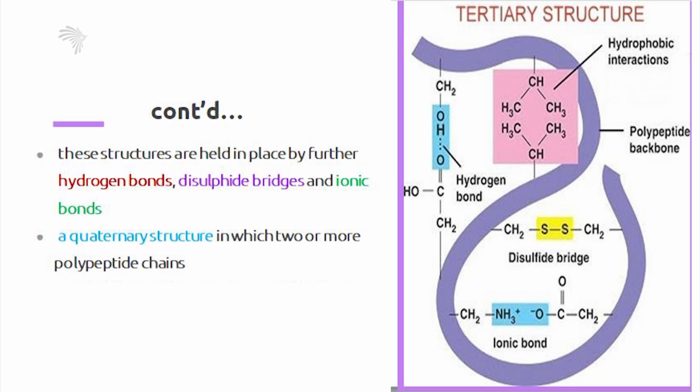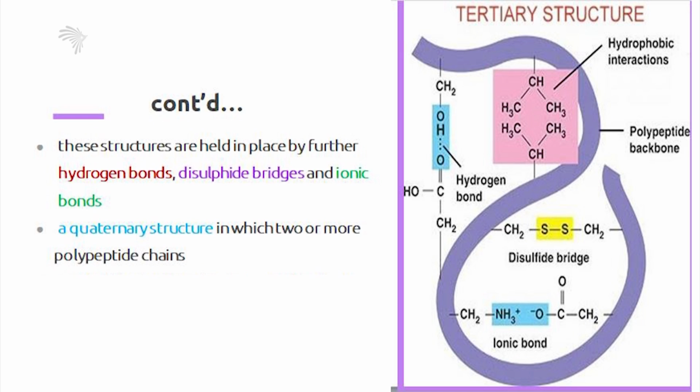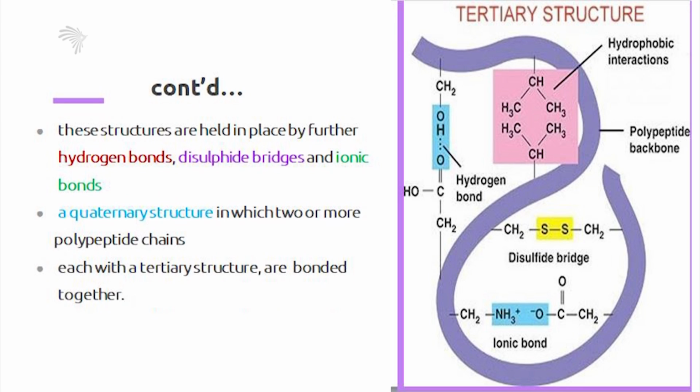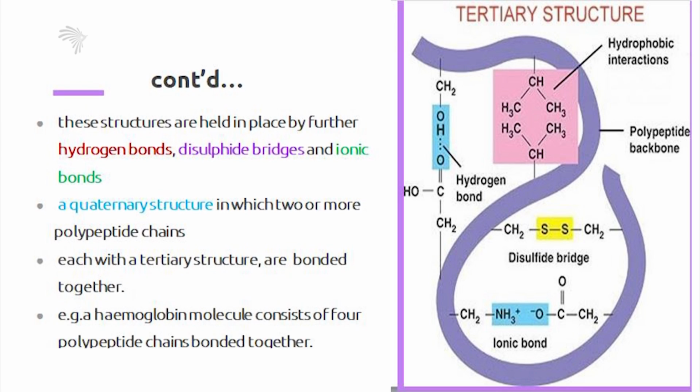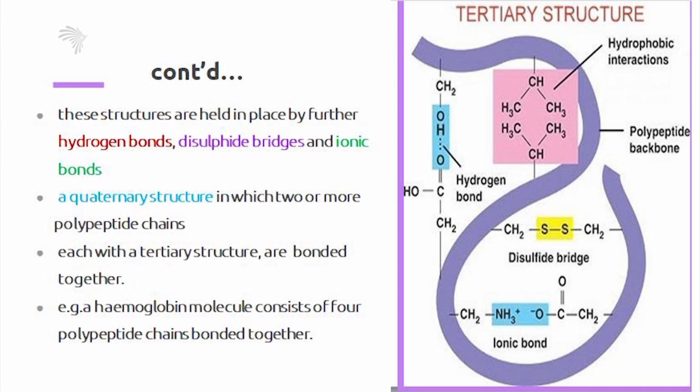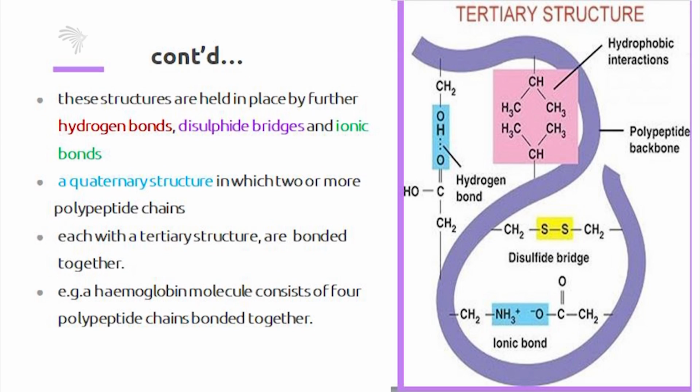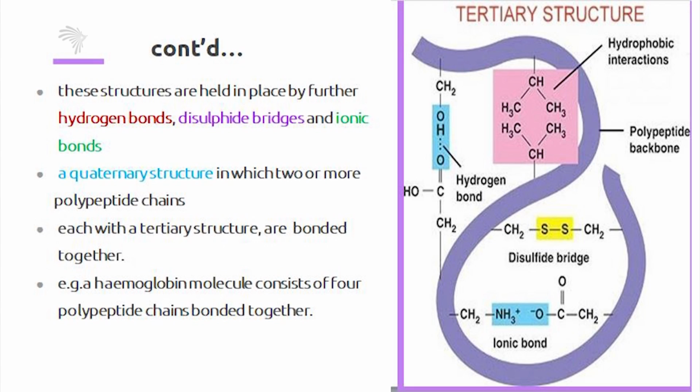Quaternary structure is the fourth structure of the protein, in which two or more polypeptide chains, each with a tertiary structure, are bonded together. A hemoglobin molecule consists of 4 polypeptide chains bonded together. So hemoglobin is a typical example of the quaternary structure of a protein.